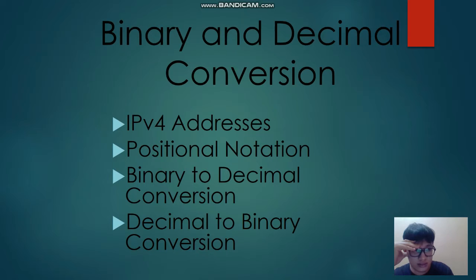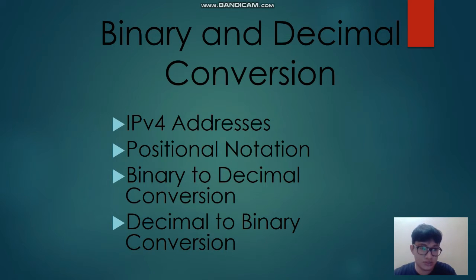IP version 4 addresses. Binary is a numbering system that consists of numbers 0 and 1, called bits. In contrast, the decimal numbering system consists of 10 digits consisting of the numbers 0 to 9. Binary is important for us to understand because hosts, servers, and network devices use binary addressing. Specifically, they use binary IP version 4 addresses to identify each other.